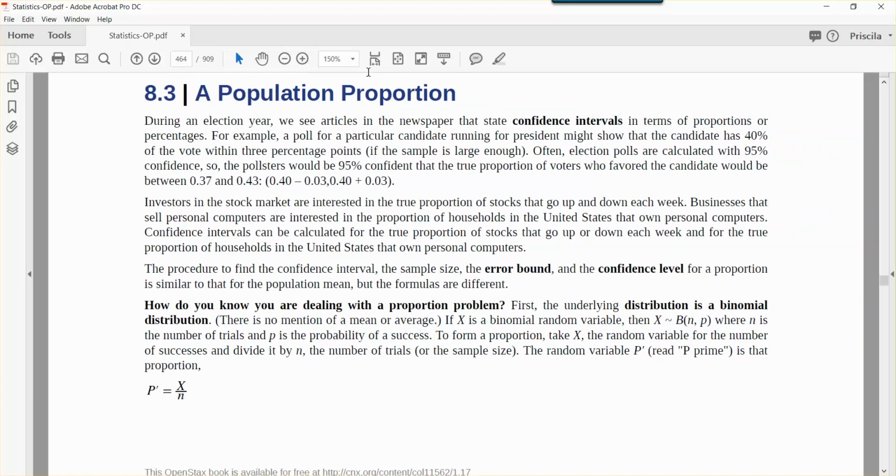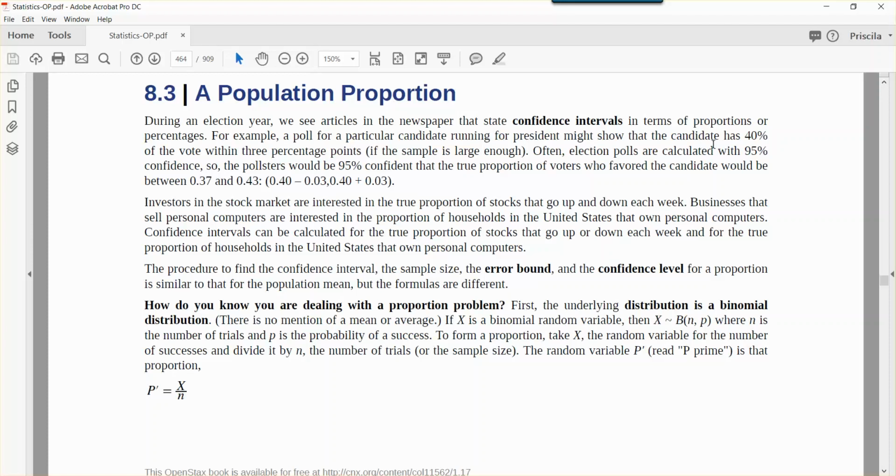So you might be asking yourself, how is the sample of a population any different from a population proportion? Well, think about proportion as a percentage. So let's read here that during an election year, we see articles in the newspaper that state confidence intervals in terms of proportions or percentages. Keyword. For example, a poll for a candidate that is running for president might show 40% of the vote within 3 percentage points if the sample is large enough.